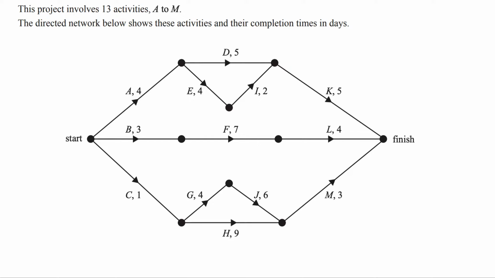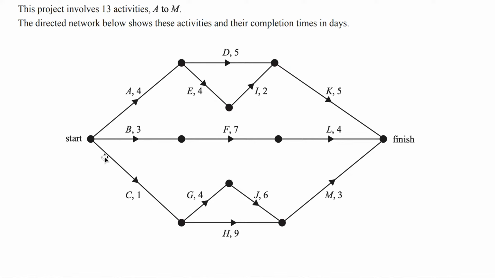So this is just a network that I've copied from a past exam question. And it says this project involves 13 activities A to M. And this directed network below shows the activities and their completion times in days. So you can see we've got a pretty complicated looking network here, 13 activities altogether.